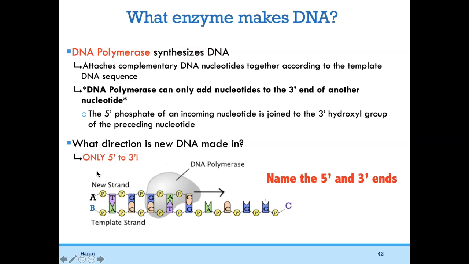So looking at this is like zooming into the middle of a gene. Name the 5' and 3' ends. Are A, B, and C 5' or 3'? And how do you know? So pause here and try to figure that out.